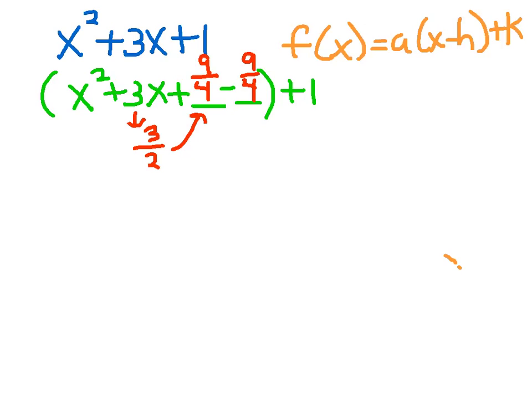Okay, so now I have to go back to this problem and I have to make my square binomial. And my square binomial consists of these two pieces. All right, so we have x squared.